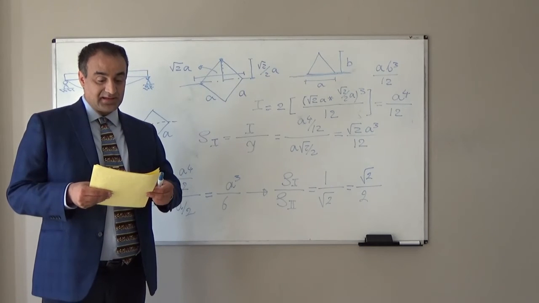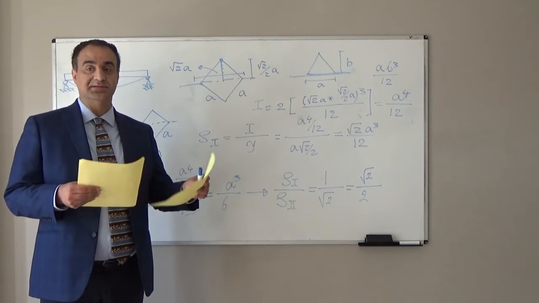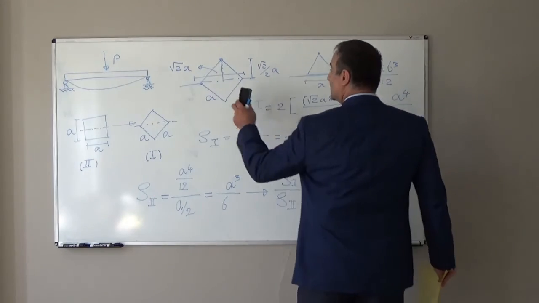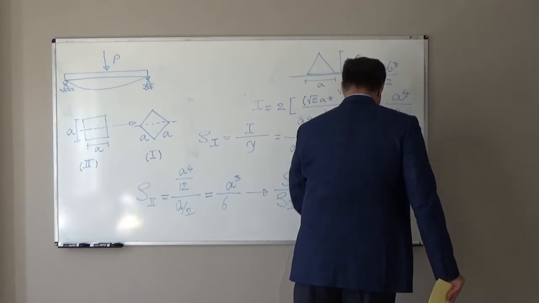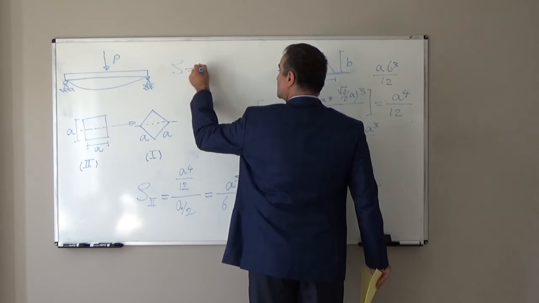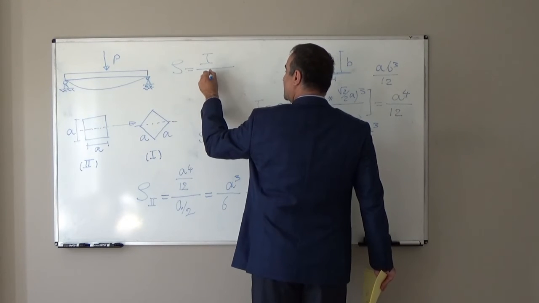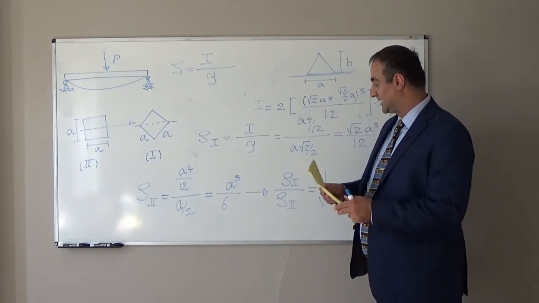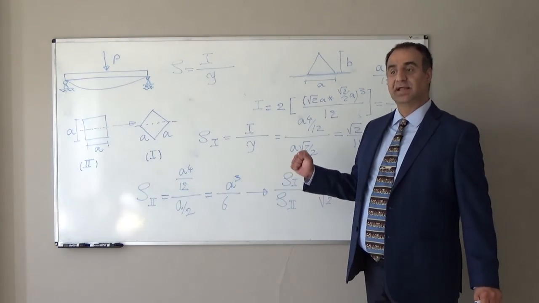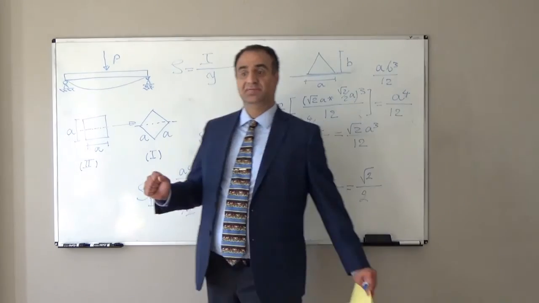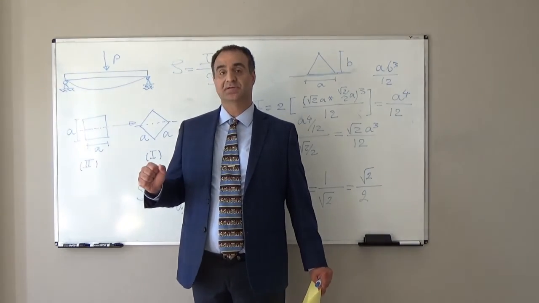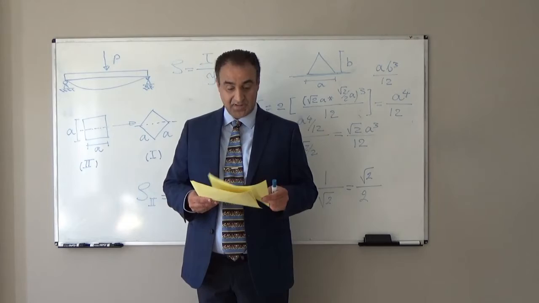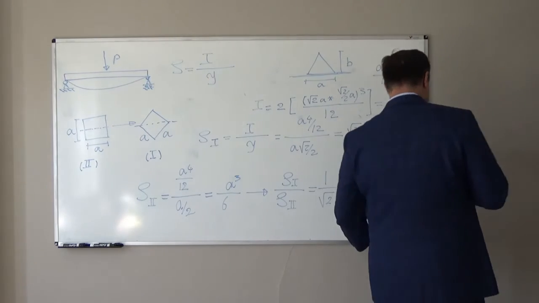So this is the way we will calculate section modulus. Section modulus means moment of inertia divided by the distance of the extreme fiber up to the neutral axis. Using this, we can calculate which cross section is stronger for beam application. Let's look at another example.